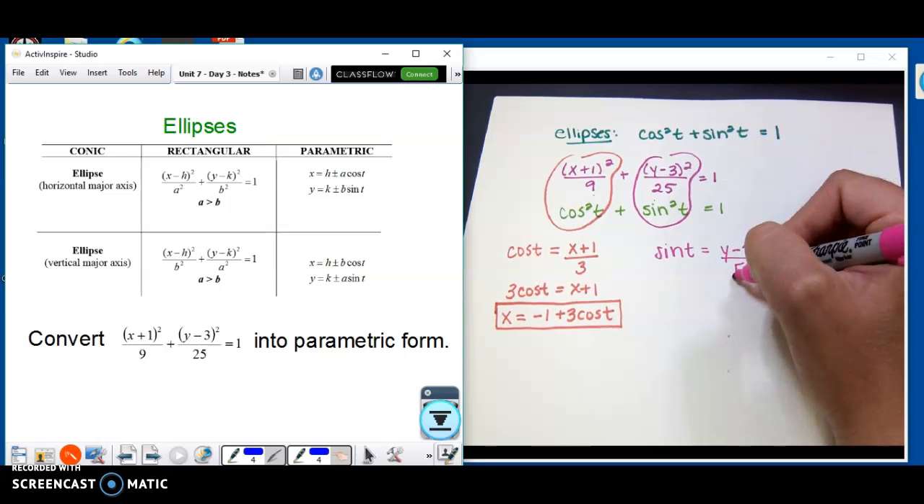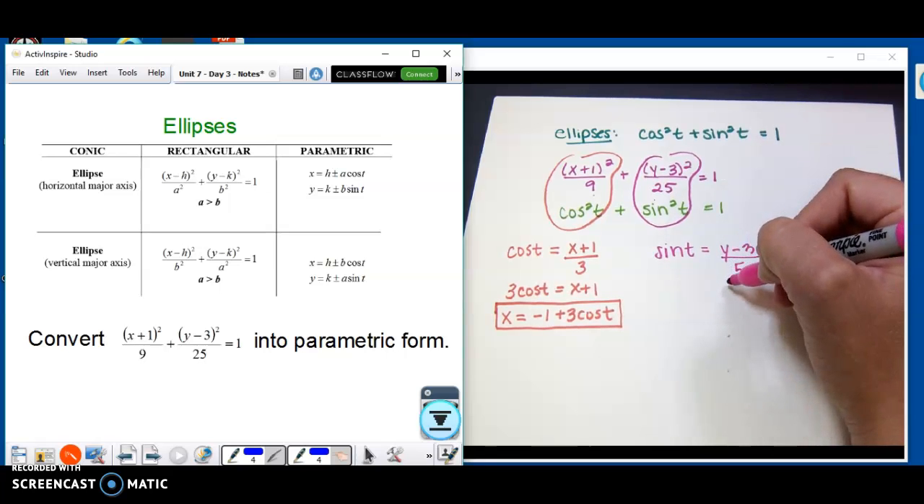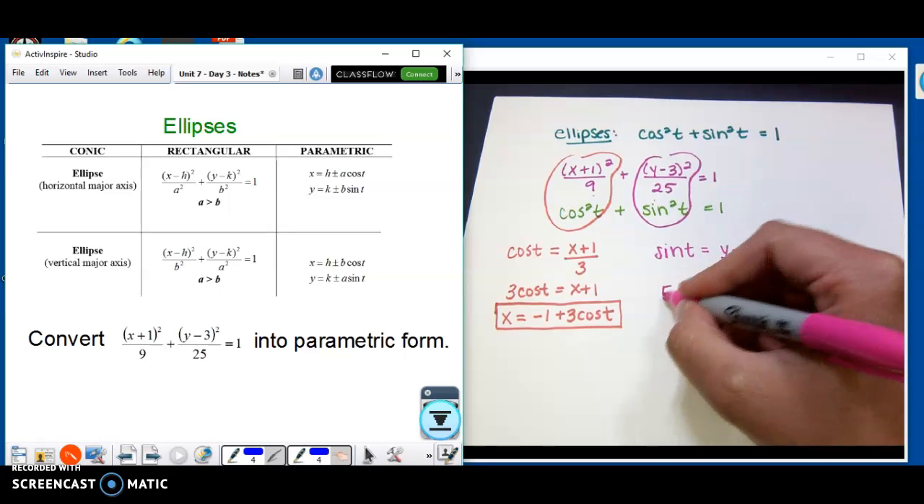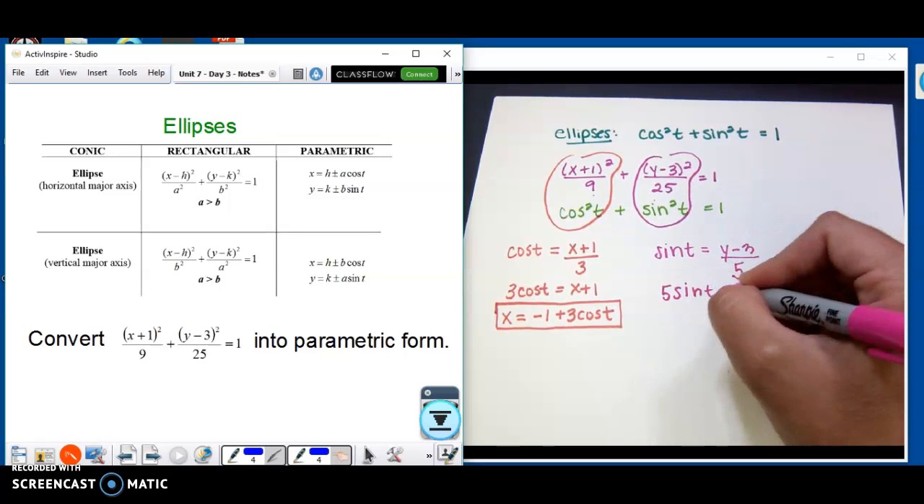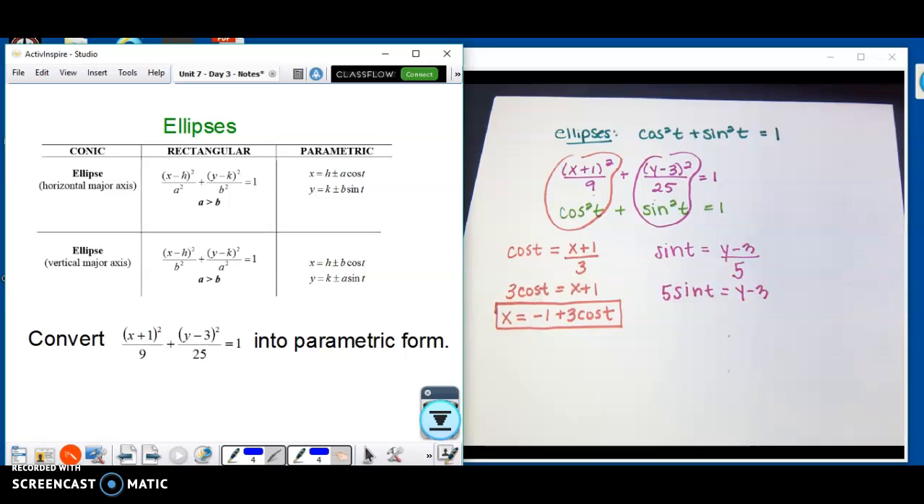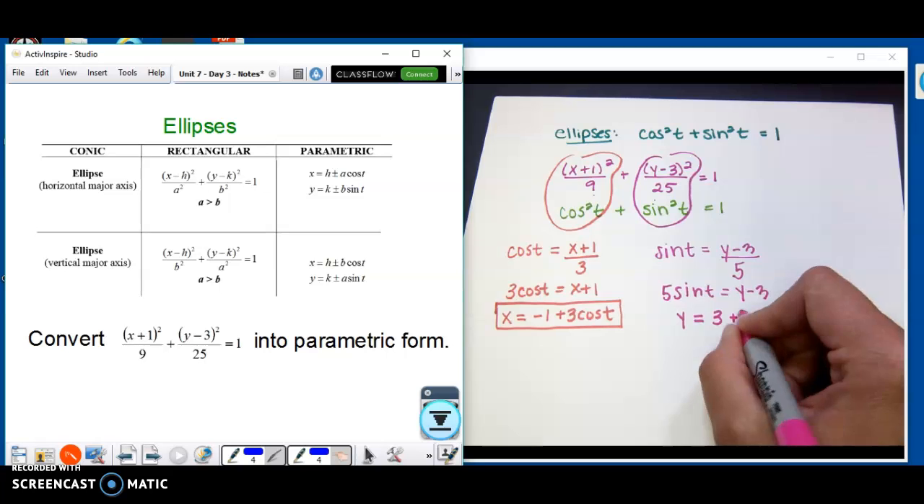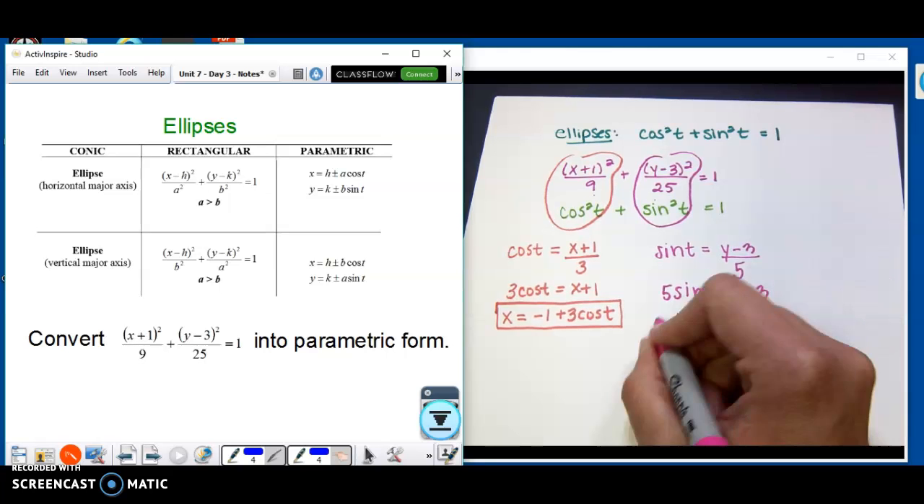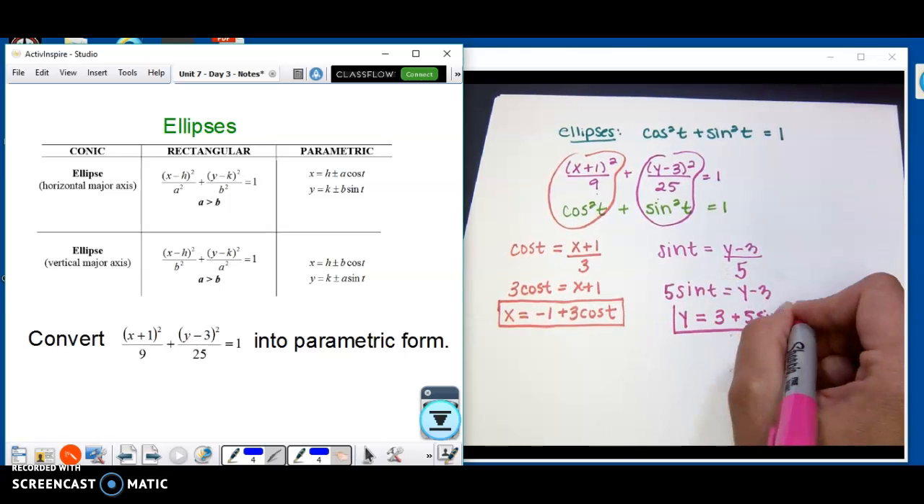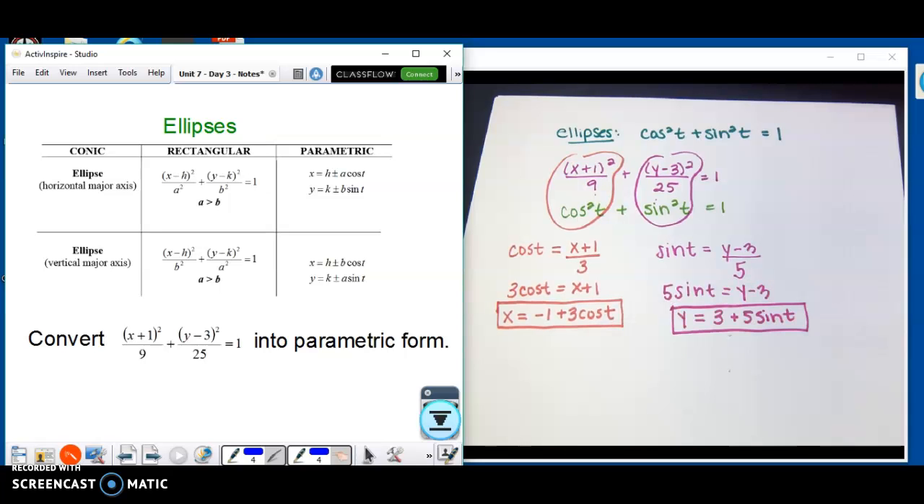The square root of 25 is 5. This could technically be a positive or this could be a negative. If I cross multiply, and then I'm going to get y by itself, so I'm going to add over the 3 and put the 3 in front. So 3 plus 5 sine t is equal to y for my parametric equation.